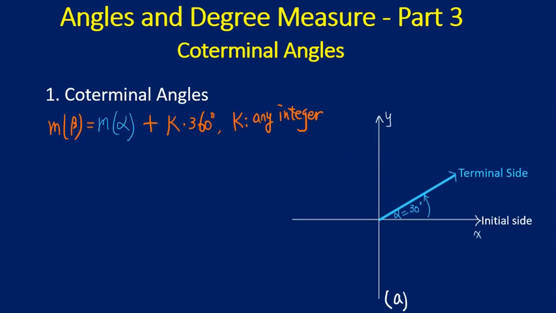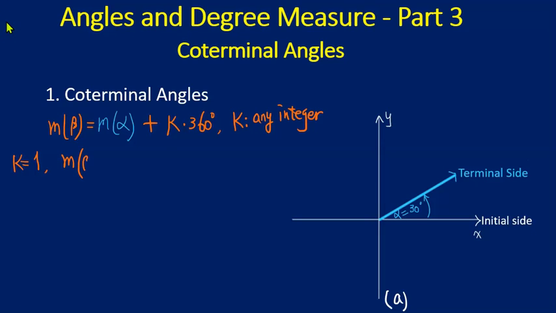Angles alpha and beta are coterminal if and only if there's an integer k such that the measure of beta equals the measure of alpha plus k times 360 degrees. We will use a 30-degree angle as an example here. We let k equal 1 in this case, and then we're going to compute the measure of beta.